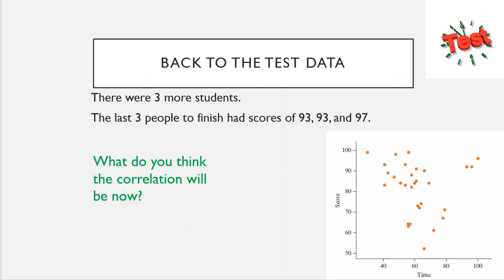Let's go back to the test data. What if we stuck in these 3 students right here? The last 3 people to finish turned it in after 100 minutes and they got 93, 93, 97. What would that do to the correlation? Before, we had a downward trend. Now it almost looks like an upward trend, or maybe a zero trend. So adding in some influential observations can affect the correlation of a set of data. It was going down, now it's maybe even going up.